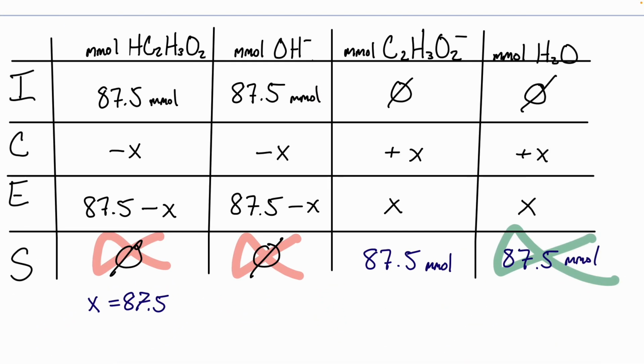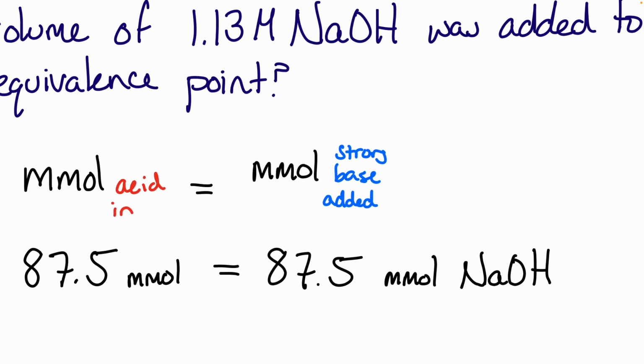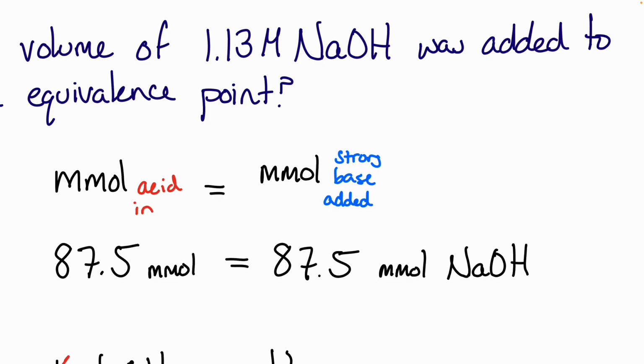And since I started out with 87.5 millimoles of my weak acid, and I added exactly 87.5 millimoles of strong base, how much of that weak base do I have? 87.5 millimoles, right? So again, you can do an ice table, all that jazz, or we can just make note that at the equivalence point, the amount of acid initially is going to equal the amount of strong base added, which is also going to equal the millimoles of weak base at equilibrium.